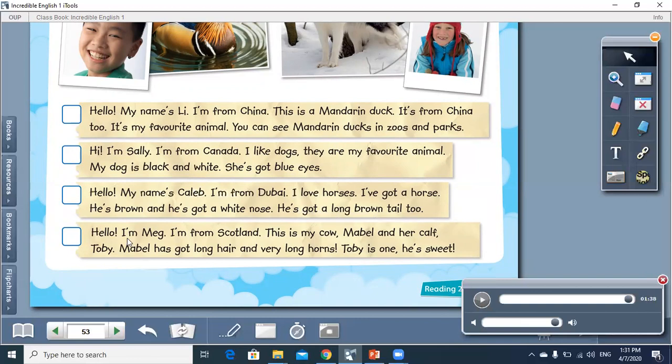The last one. Hello, I am Meg. M-E-G, Meg. I am from Scotland. This is my, see, we say it ka plus O-W, cow. This is my cow, Mabel, and her calf. The calf is the baby cow. Her calf, Toby. Mabel has got long hair and very long horns. Toby is one, it means he is 1 year old. He is sweet.